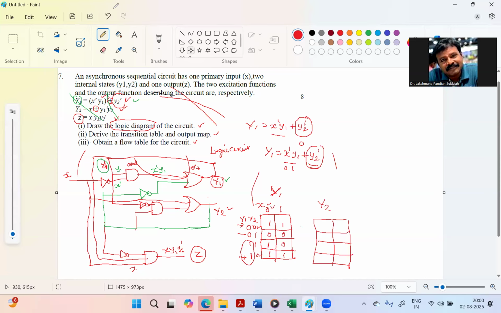Right? So in that map table, here we are having 0, 0, 0, 1, 1, 1, 1, 0. This is 0, 0, right? So this is small y1, small y2. This is x. Now in that y2 function, we are having x itself. So wherever the x is 1, so this is 1, right?